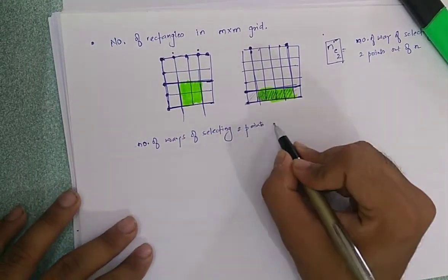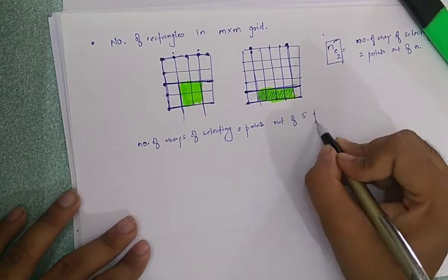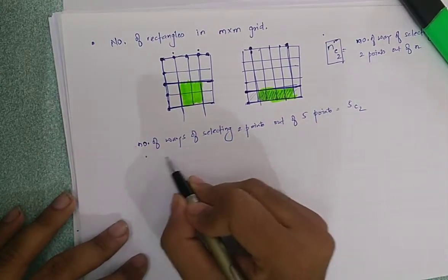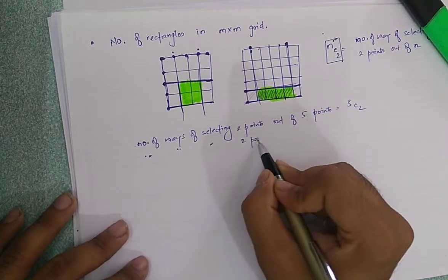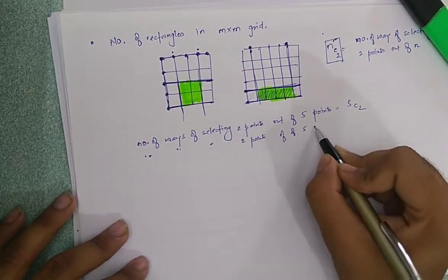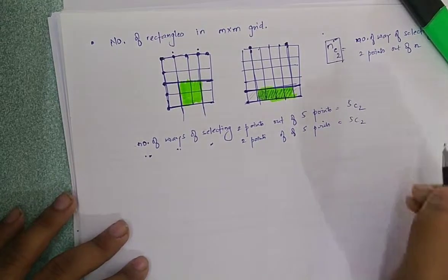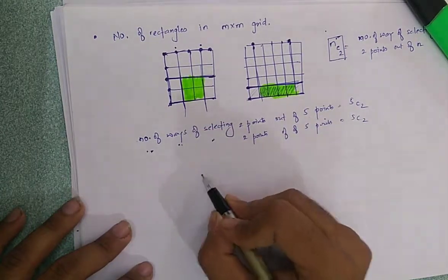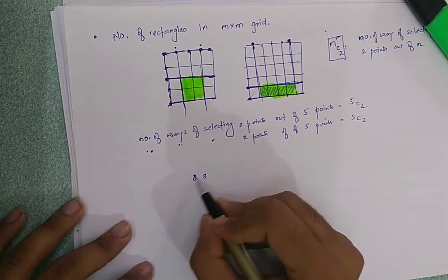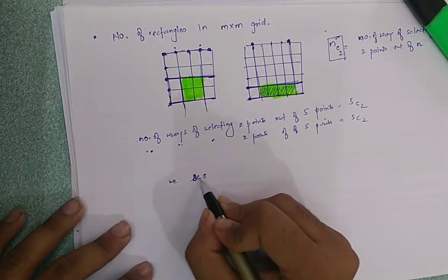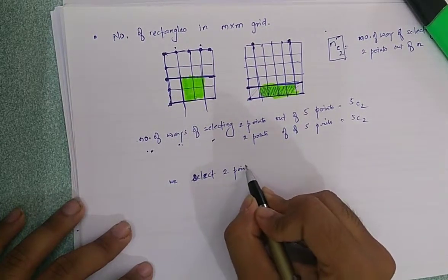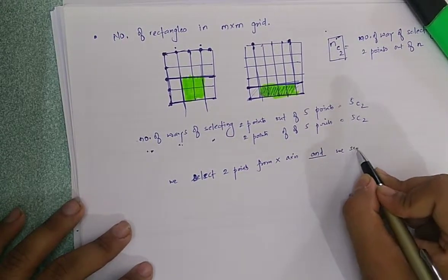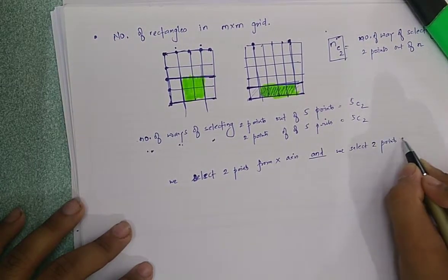So the number of ways of selecting 2 points out of 5 points becomes 5C2. On a similar basis, the number of ways of selecting 2 points out of 5 points is again 5C2. We'll multiply both of them. We select 2 points from the x-axis and we select 2 points from the y-axis.